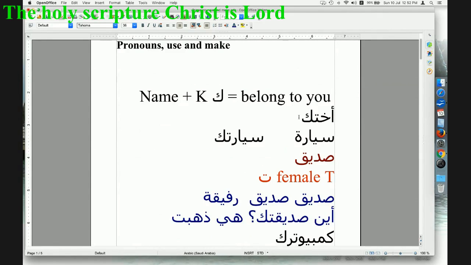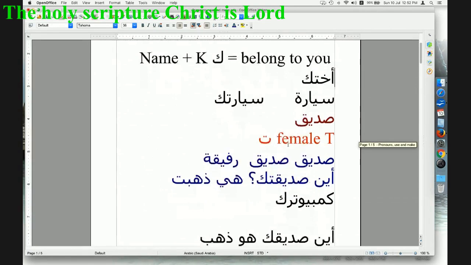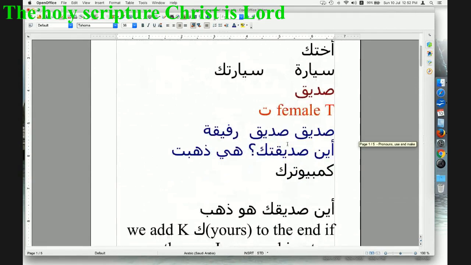We just added the ka at the end. Now, in the case of female, we are adding the ta at the end, always. I mean, when we make the name a feminine name, as we saw here in the case of Sadiq, we want to make it a female friend. So we say Sadiqa. That will make it a female.